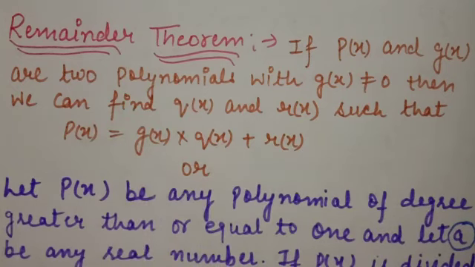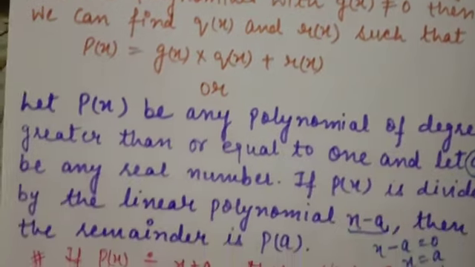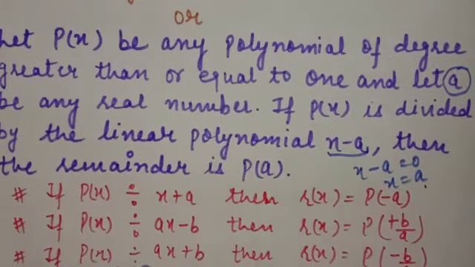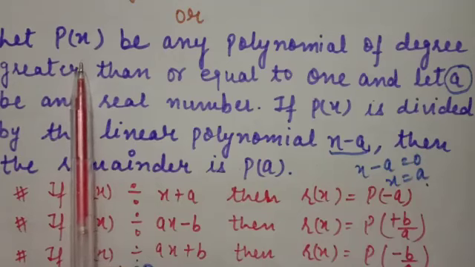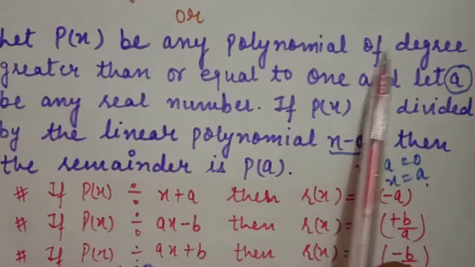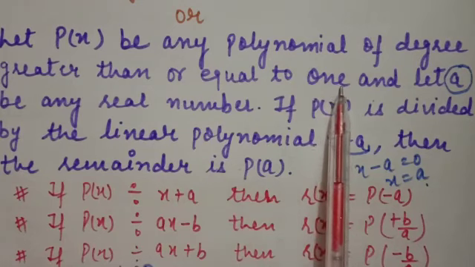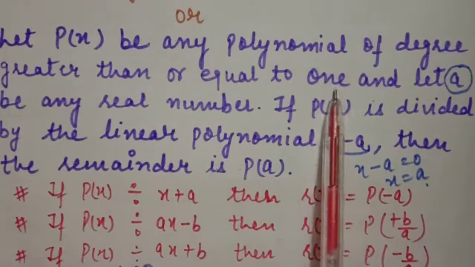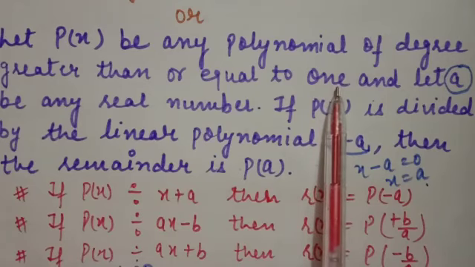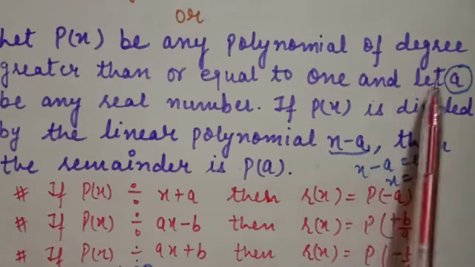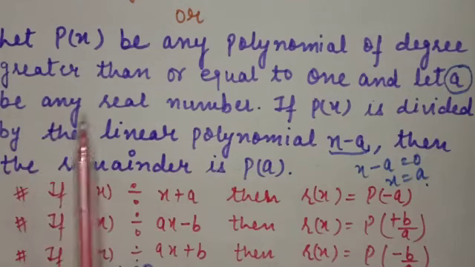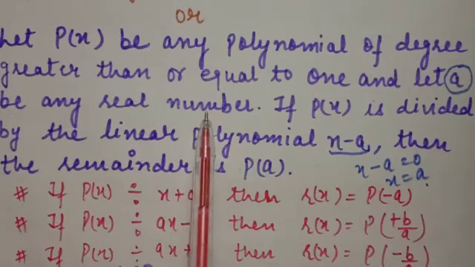Another definition of the remainder theorem is: let p(x) be any polynomial of degree greater than or equal to 1. It means the degree should be greater than or equal to 1. Less than 1 degree is not possible in any polynomial, then it is not a polynomial. And let a be any real number. You know real numbers? Real numbers are the collection of rational plus all irrational numbers.